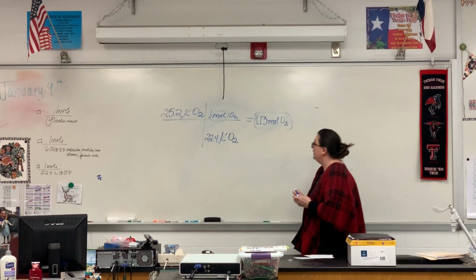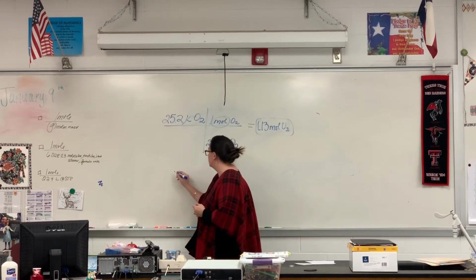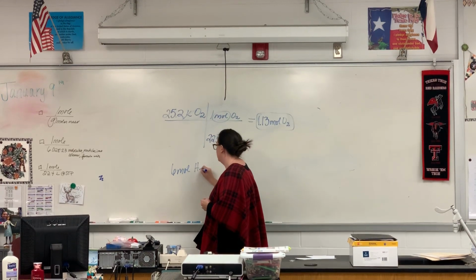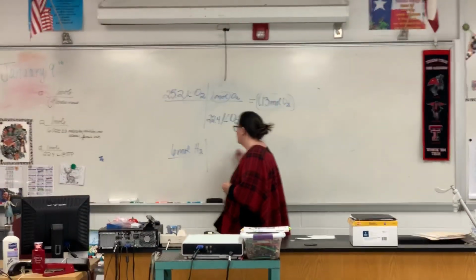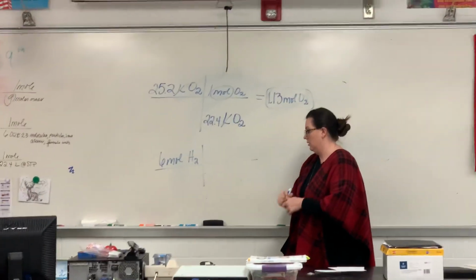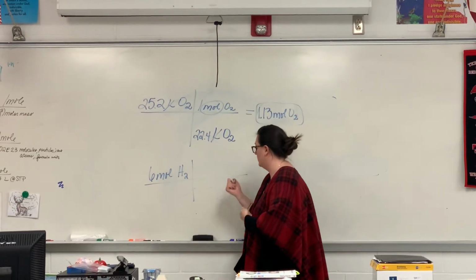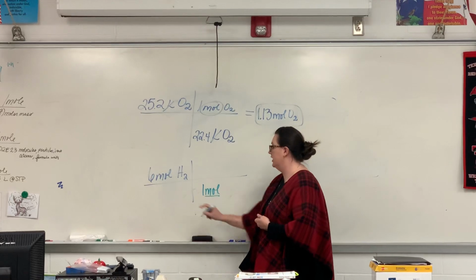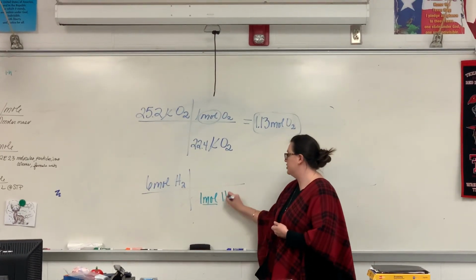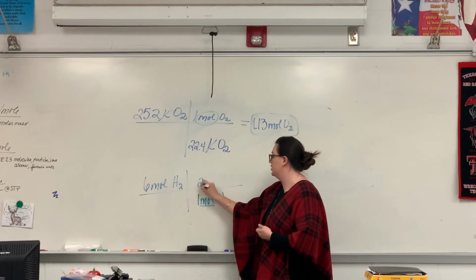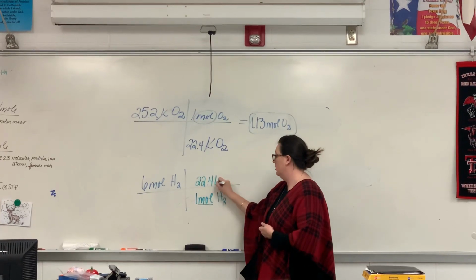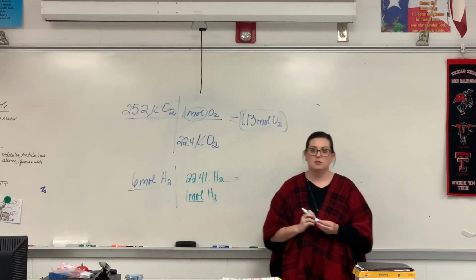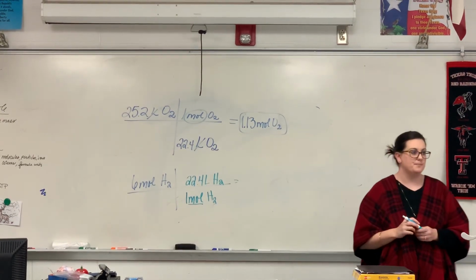Well, what if I told you that you had 6 moles of hydrogen gas, and I want to know how many liters that is? Then you put moles at the bottom and liters on top. You put 22.4 liters. We have 1 mole of hydrogen gas has 22.4 liters of hydrogen. And then I multiply. And what do you get?